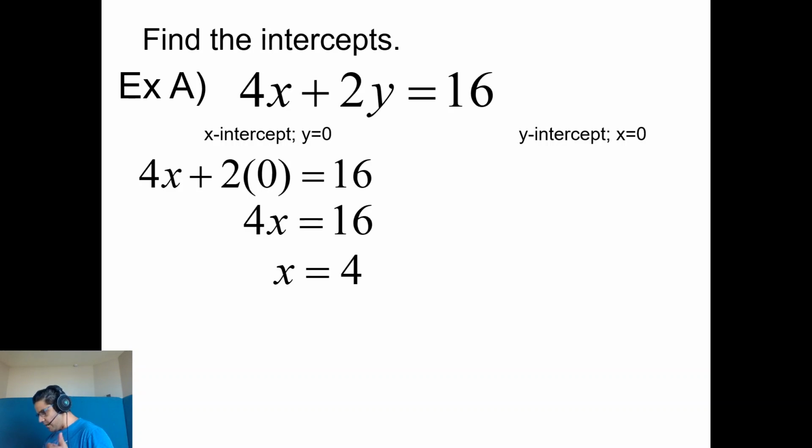If x is 4, what is y going to be? Oh yeah, it's right there on my screen. y is equal to 0. So I write my ordered pair.